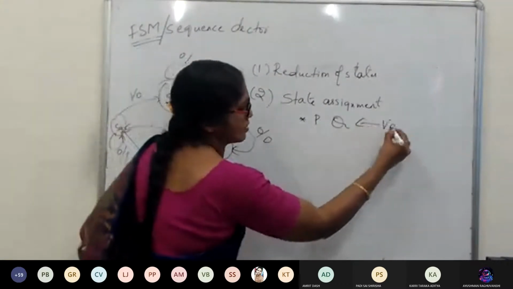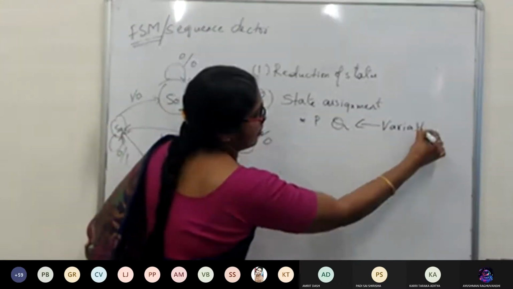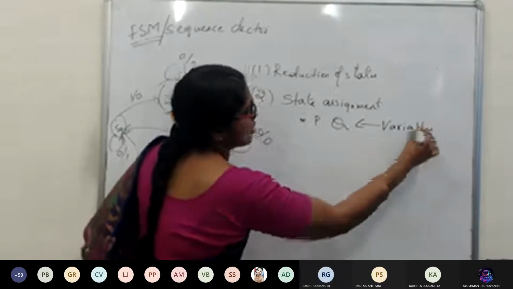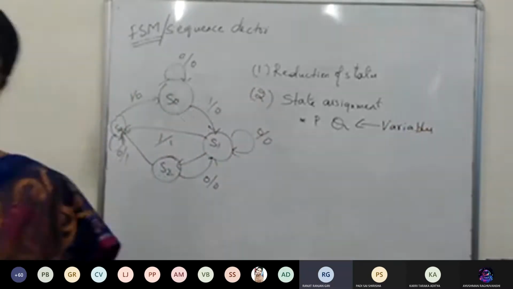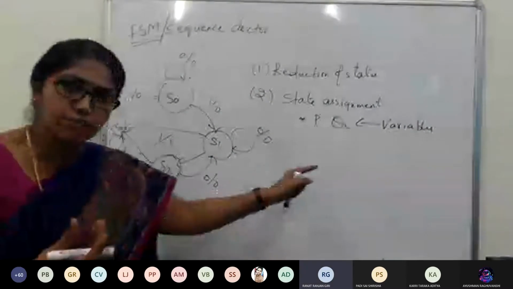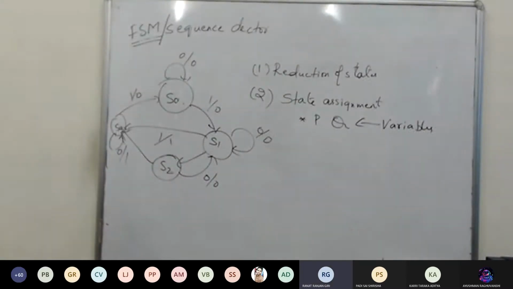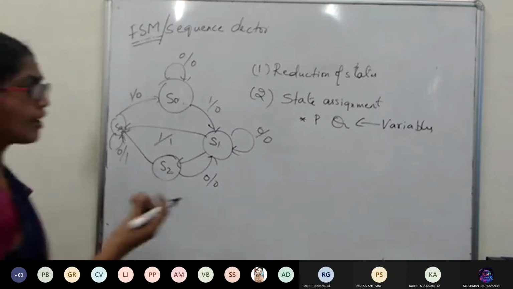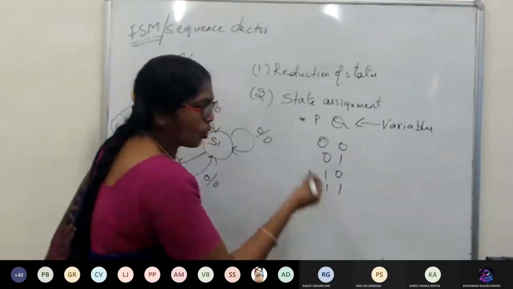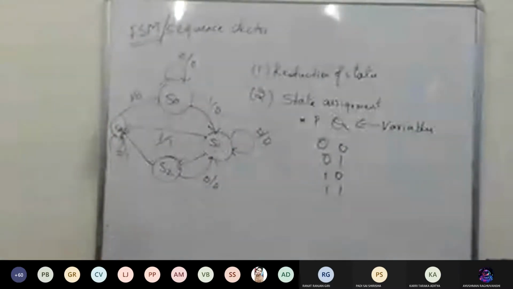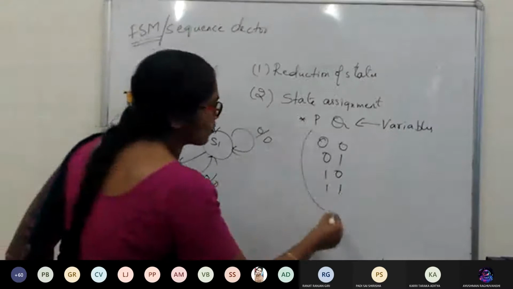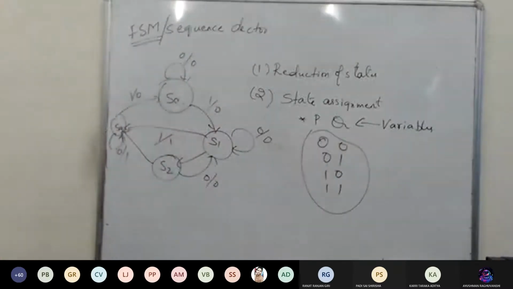PQ means these are variables. Next, I have to assign these variables, so carefully understand. These variables can undergo changes like this. That means you can take that as P bar Q bar or P bar Q like that. So in minterm combination also you can take. So I have 4 options readily available, right?